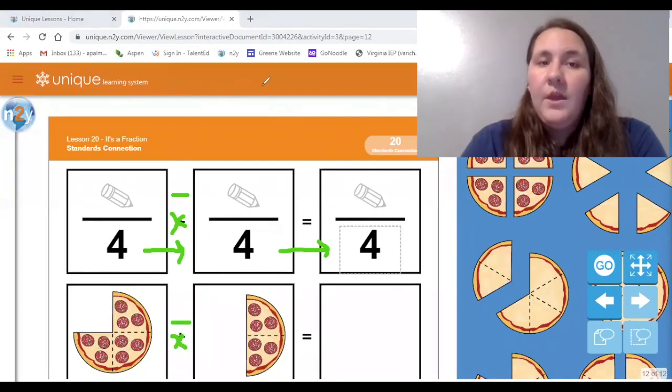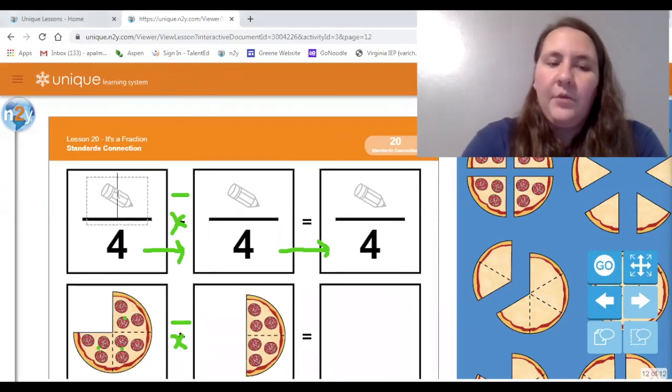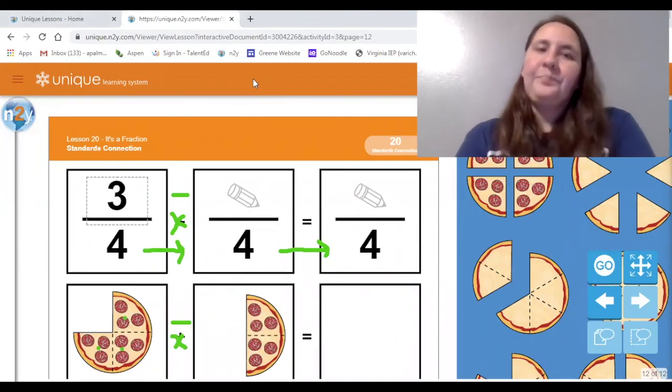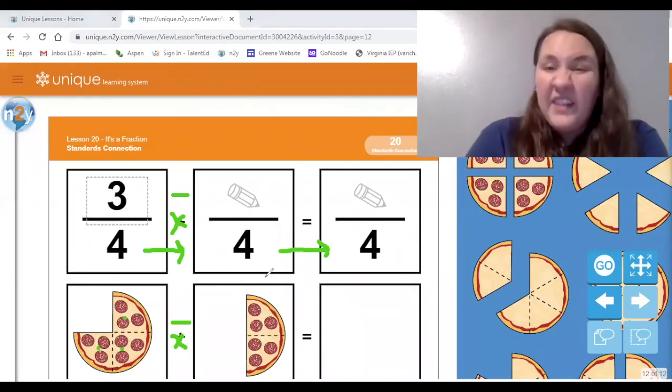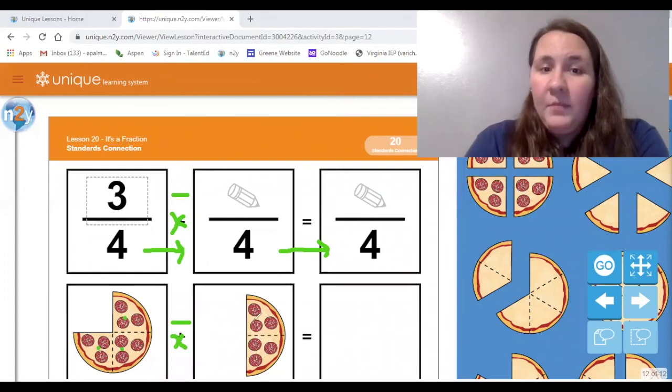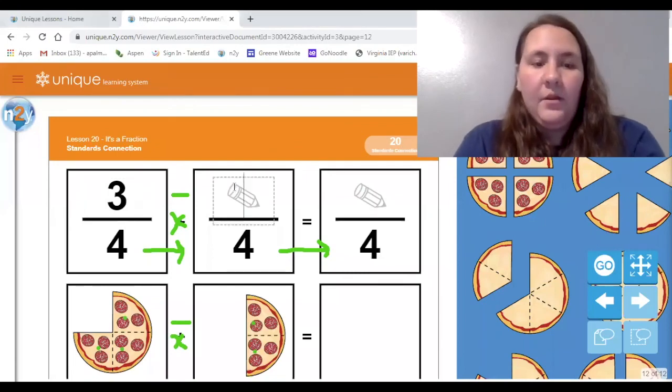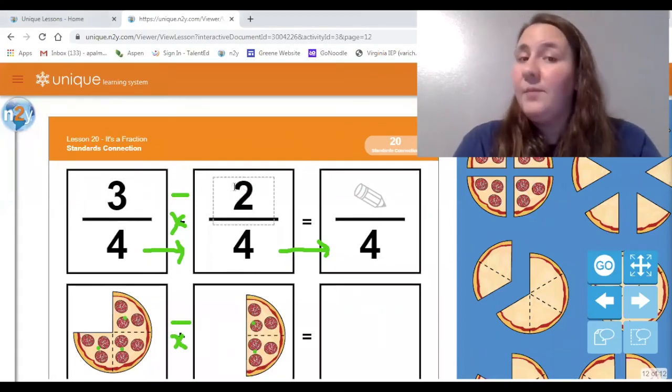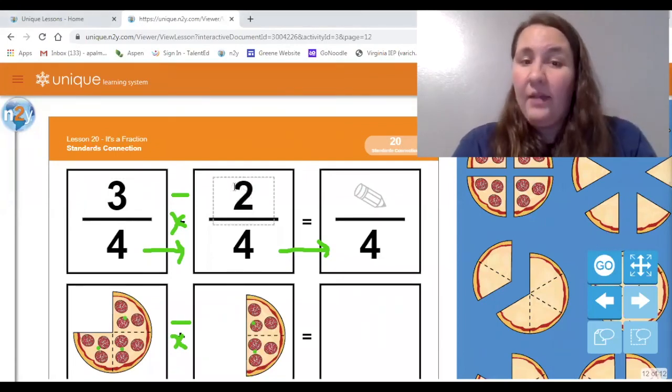All right, so now I need to know how many pieces I have in each problem. So how many pepperoni pizzas do I have in this one? Let's count, ready? 1, 2, and 3. Beautiful counting. So let's put our 3 in the numerator. And I'm going to go to the next one and put my dots and count. Ready? Follow with me. 1, 2. Beautiful job.